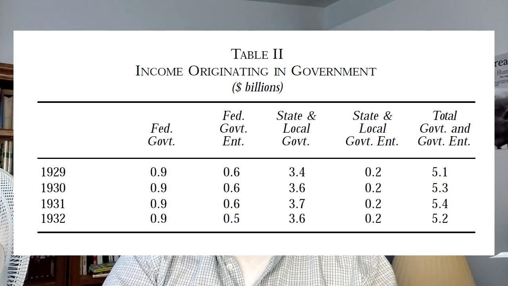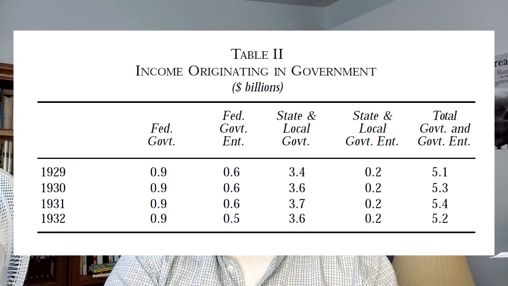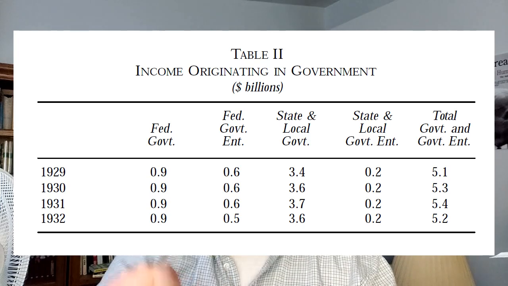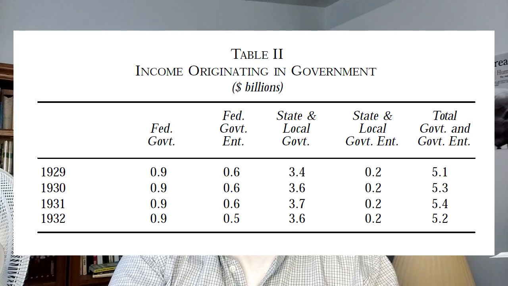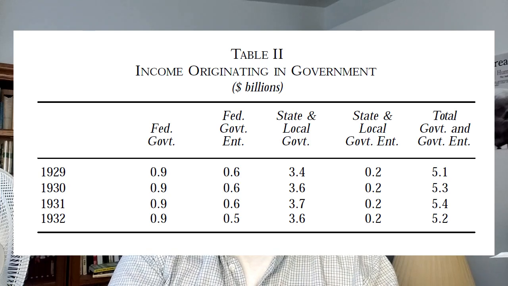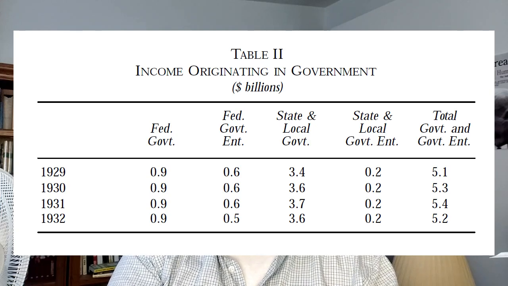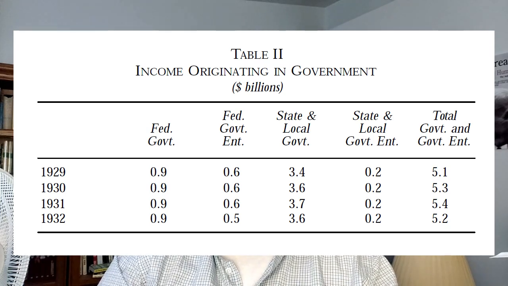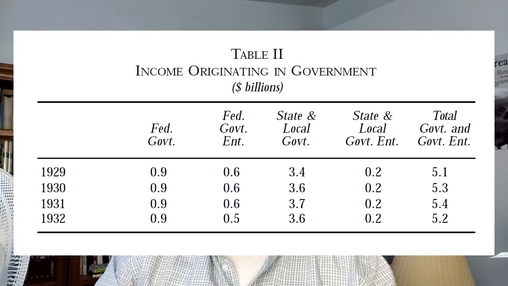But Table 2 is income originating in government, and it's split into 5 columns. Again, we're just covering the years from 1929 through 1932, so there's 4 rows. The first column of data is federal government. The second column is federal government enterprises. Third is state and local governments. Fourth is state and local government enterprises. And then the fifth is just the sum of all the other 4. For Table 2, he's not differentiating between federal and state and local for the purposes of that total. But that is something that he will do later, so we need to watch out for that.